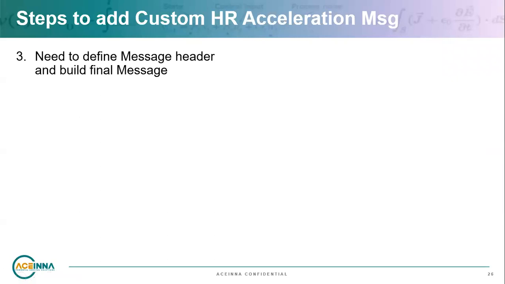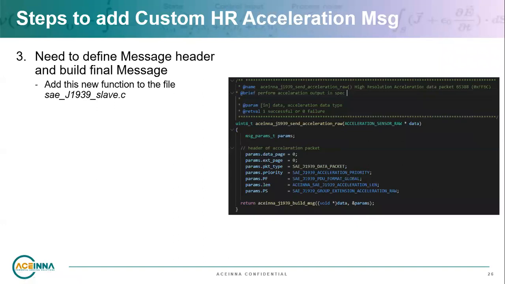The third step is you have to define the message header and build the final message. So the message header needs to be defined, in which we define the priority of this particular message and what is the PF, the length, which is 8 bytes, which is a 64-bit payload. The PS is defined as well. So this message header needs to be added to the sae_j1939_slave.c file.